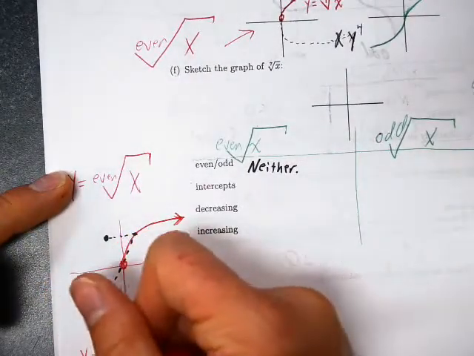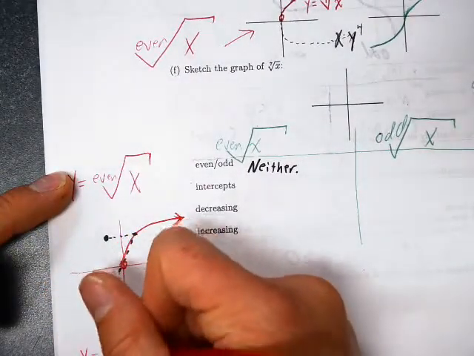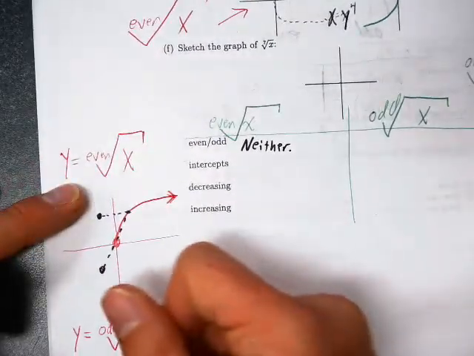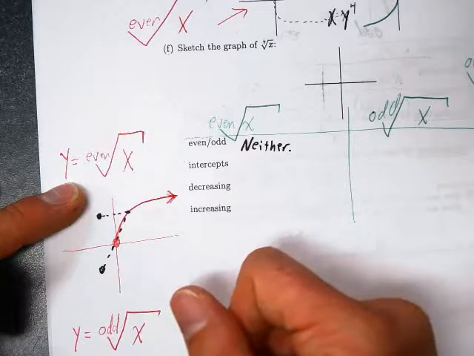Any function of the form y equal to an odd root of x, well, we've seen those graphs. Those will all look something like this.